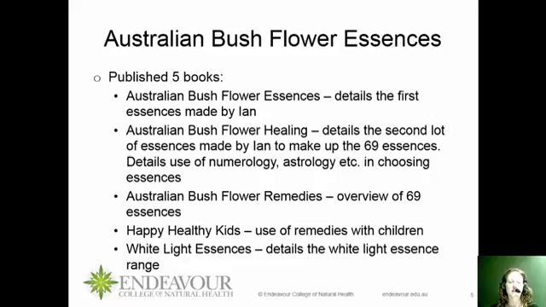These are some of the books that he has written. The first one there has the majority of the essences. The second one is the rest of the essences that make up the essence kit that you are welcome to buy as a student of Endeavour at a discounted rate. They detail the use of numerology and astrology, kinesiology, iridology when choosing essences. So it's just some ways that Ian has found works for him in clinic.